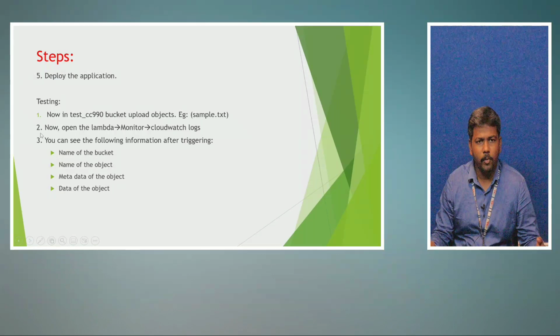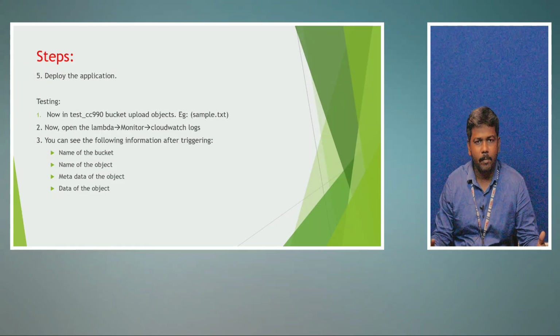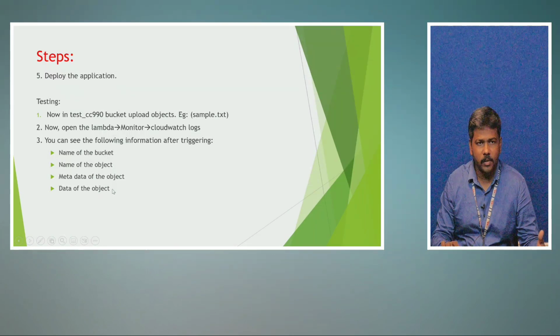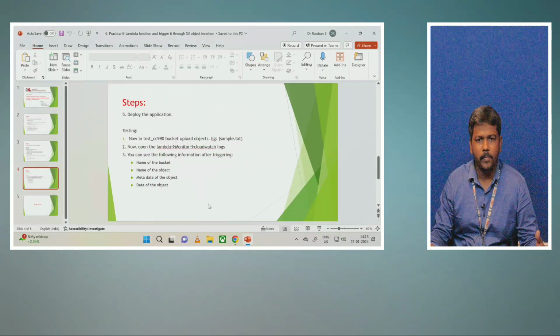So finally I need to deploy the application, and for the testing purpose I need to upload some objects in the S3 bucket. Whenever you upload something in the S3 bucket, automatically the lambda function gets triggered. Finally you can see whatever objects and buckets are available in your S3, and the metadata of the data, everything you can get in your CloudWatch. So let's do the same with the demonstration.